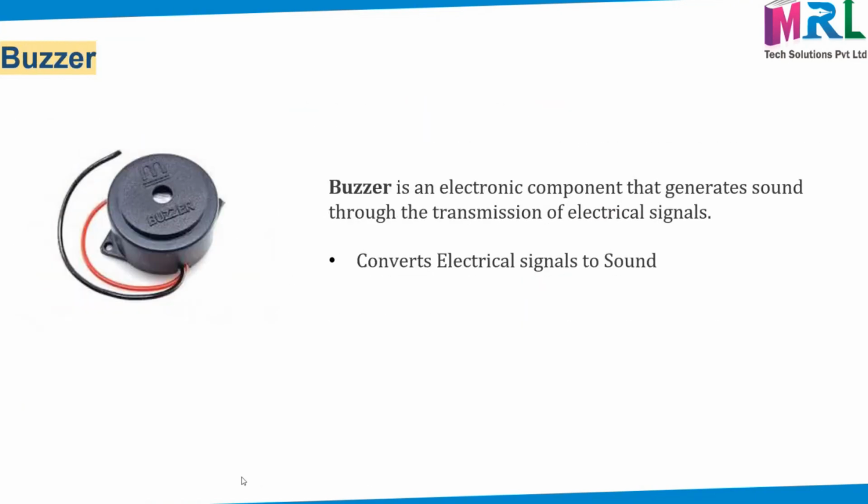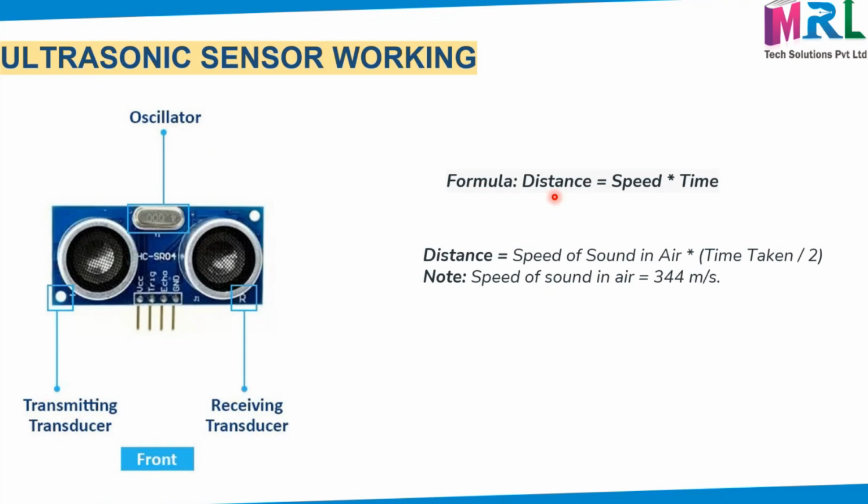So this is also very important. How can we calculate the distance? With the help of the speed of sound waves as well as the time. By multiplying these two, you are able to measure the distance. This is how the distance is calculated in an ultrasonic sensor. Okay, now we move to the next thing.